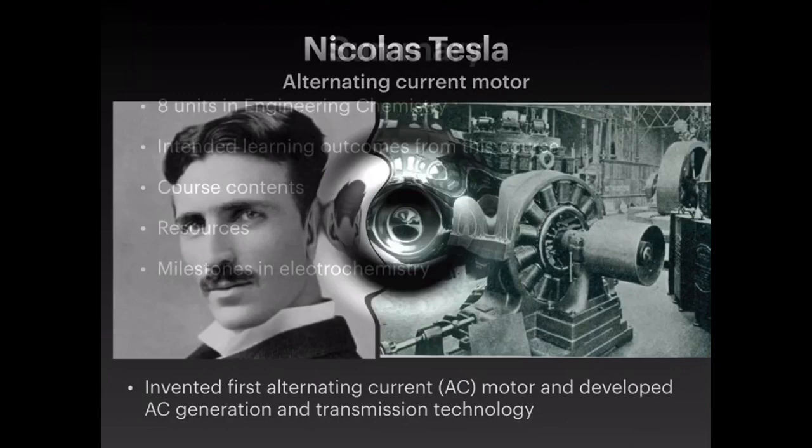Summary of today's class. We studied about 8 units in engineering chemistry. The intended learning outcomes from this course. What are the course contents that you have to study? What are the resources required for studying this course? Milestones in electrochemistry.